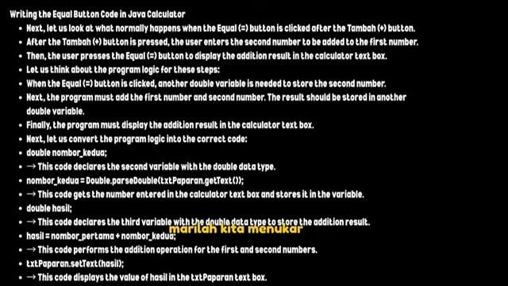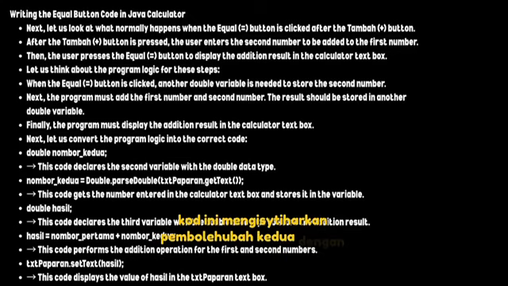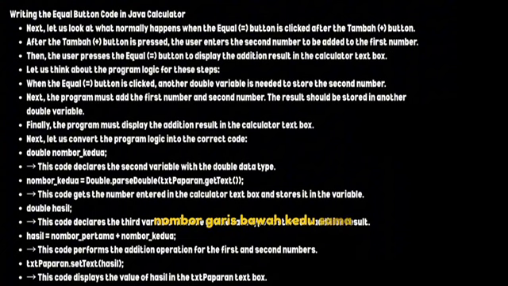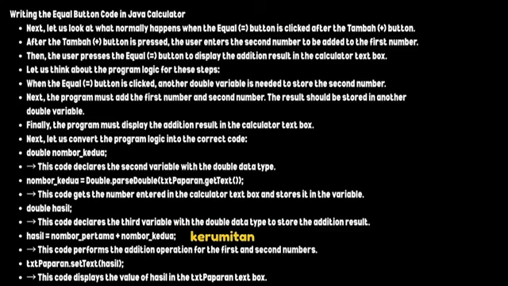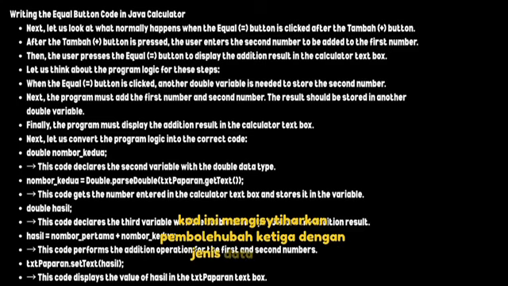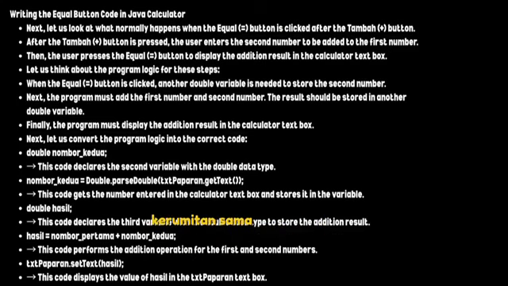Next, let us convert the program logic into the correct code. double number_kedua. This code declares the second variable with the double data type. number_kedua equals Double.parseDouble(textPaparan.getText()). This code gets the number entered in the calculator text box and stores it in the variable. double hasil. This code declares the third variable with the double data type to store the addition result. hasil equals number_pertama plus number_kedua. This code performs the addition operation for the first and second numbers. textPaparan.setText(hasil). This code displays the value of hasil in the text paparan text box.